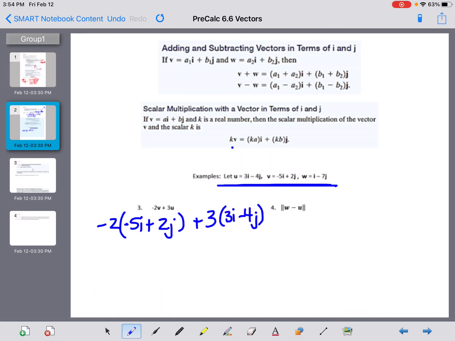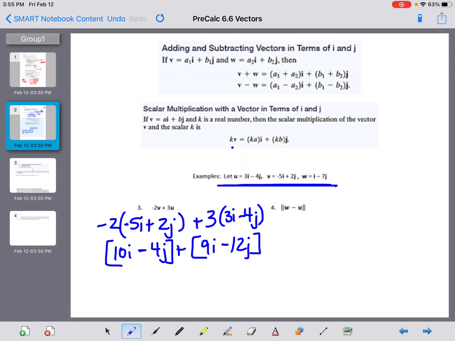All right, scalars, just multiply through. -2 times -5i, I get 10i. -2 times 2j, I get -4j. 3 times 3i, I get 9i. 3 times -4j, I get -12j. I'm going to add in the middle.